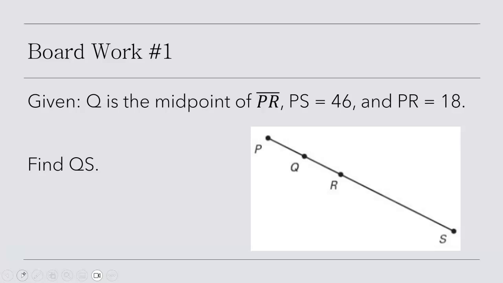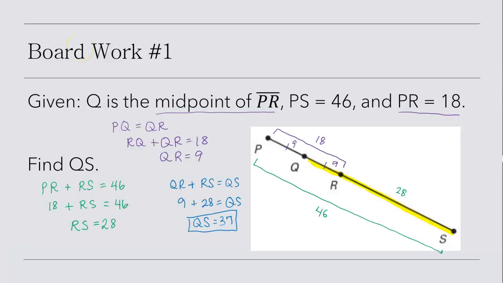All right. In class, the first thing I had students do was this board work problem as a review of yesterday's lesson. I'm going to encourage you to pause now so that you can try the board work. This is how I solved that board work problem. So I got an answer of QS is equal to 37. You can pause here and look at my work or ask me questions if it doesn't make sense.